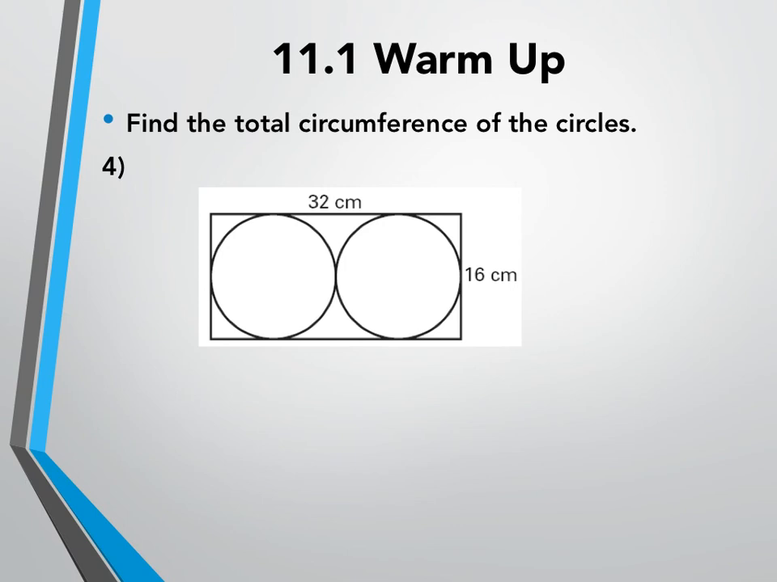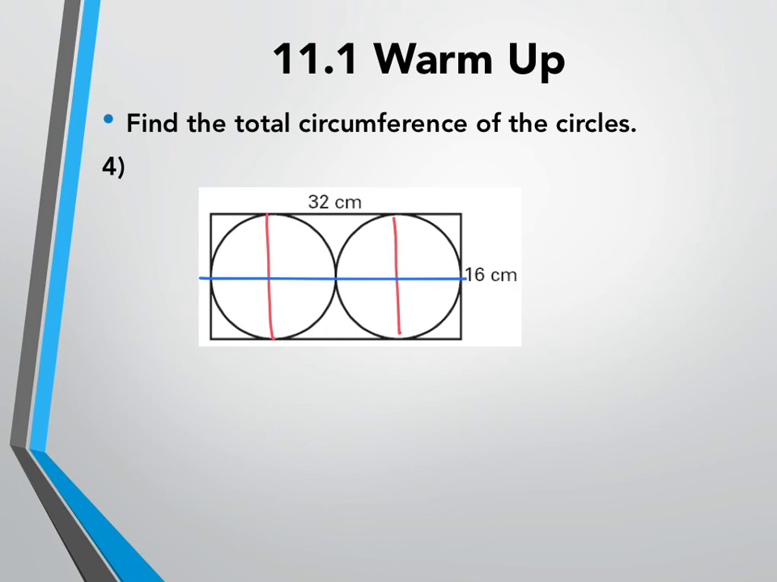All right, total circumference of the circles. So there's 2 circles here. Are they congruent circles? How do you know that? So the diameter here is 16, which would be here is 16, right? If I look at it the other way, if this is 32 across, they're each still 16, okay? So these are 2 circles that are the same. I could just find 1 and multiply by 2.